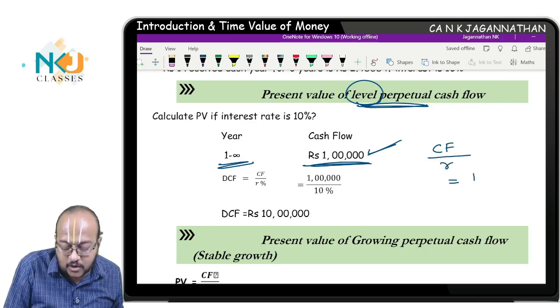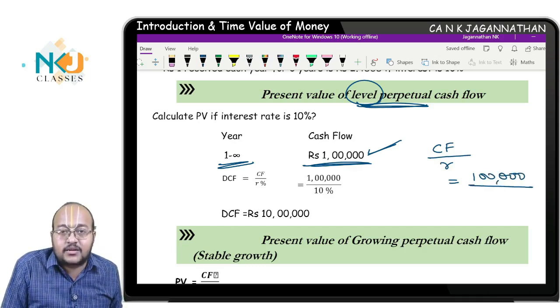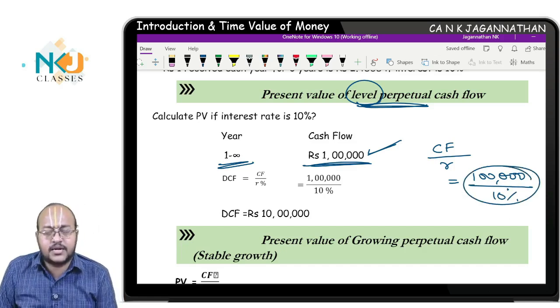Now, cash flow is how much? How much you are receiving every year? 1 lakh rupees, divided by R, the rate of interest at which you discount it. Say it is 10%. In our case, it is 10%. For simplicity, we assume that 10% is the interest rate.